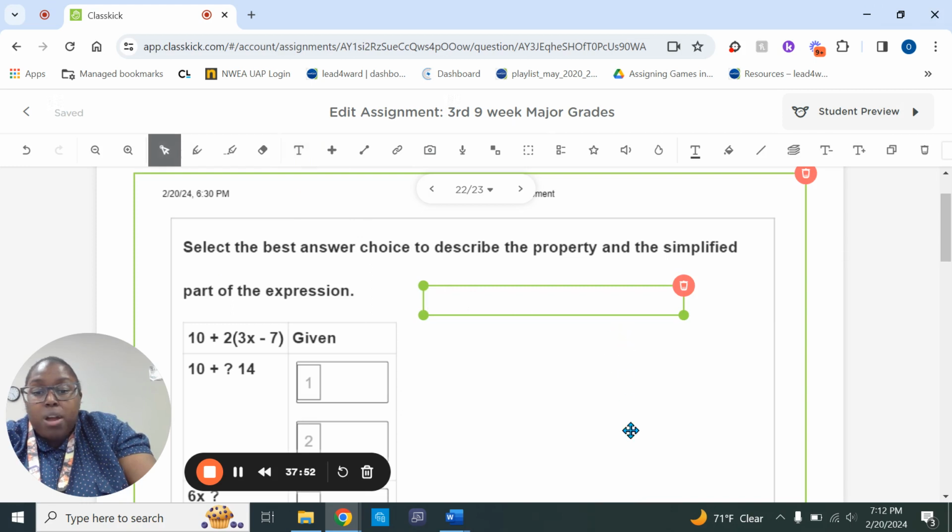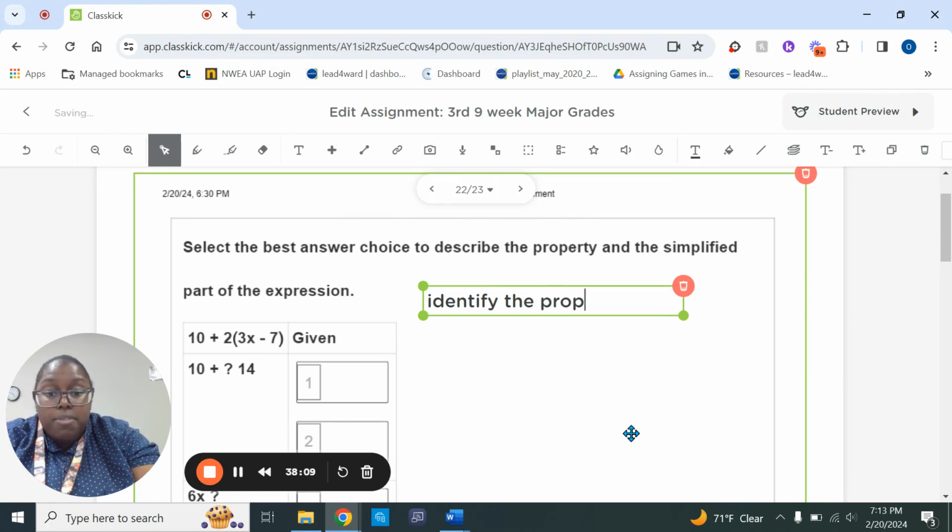Now, what are we supposed to be doing? Well, you don't have to find the property. You just got to identify it. So they say describe. You just got to identify the property and simplify the expression.